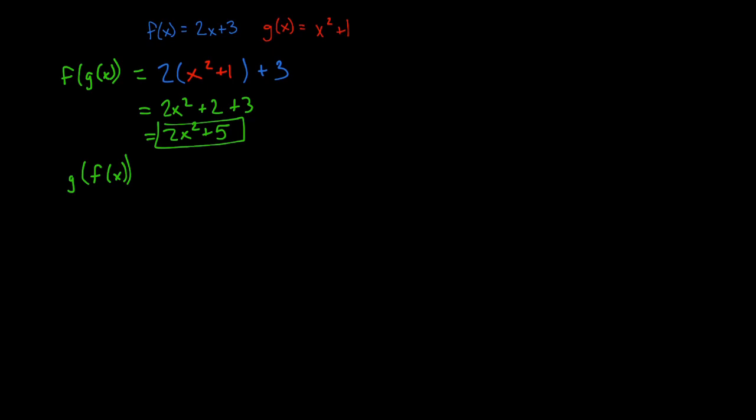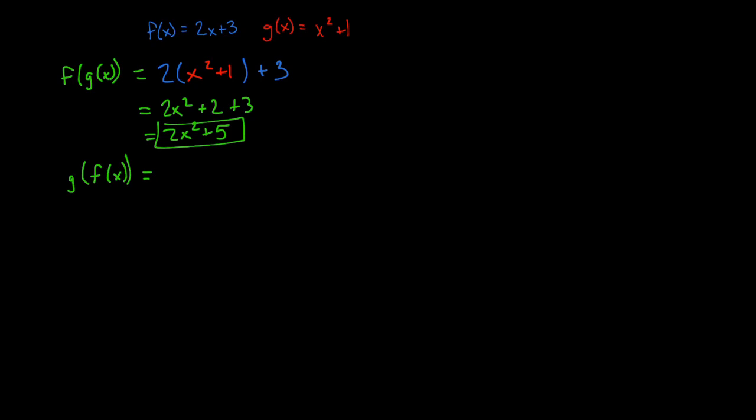Now going in the opposite order, g of f of x, this is not going to be the same thing. There's something special about the two functions if it does turn out to be the same thing when we do the composition either way. But g of f of x is going to usually be something different than f of g of x. So here we're doing g of f of x.